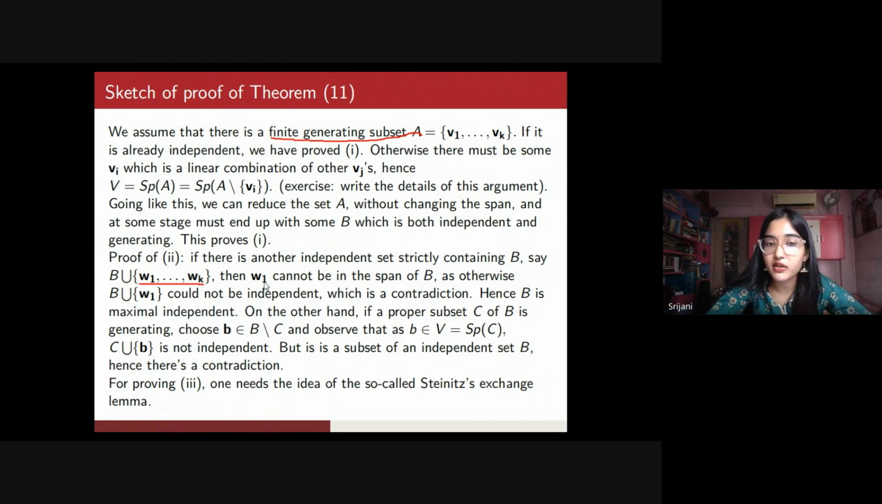If W1 is not in the span of B, or if any of these vectors are not in the span of B, then it is clearly a contradiction because B is supposed to be a generating set. So it is a maximal independent set.